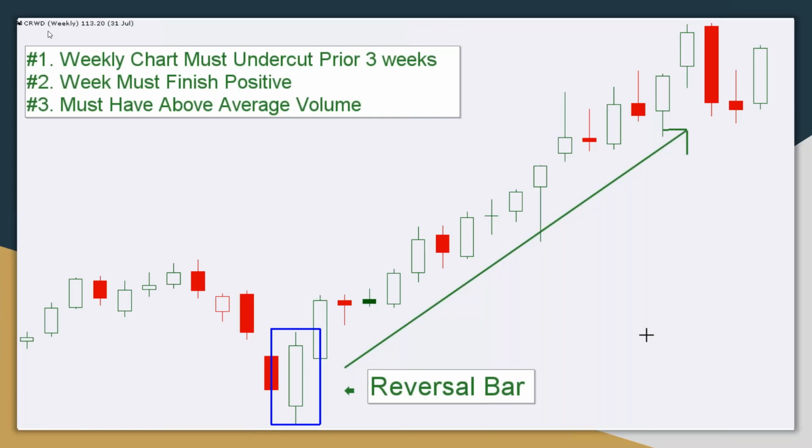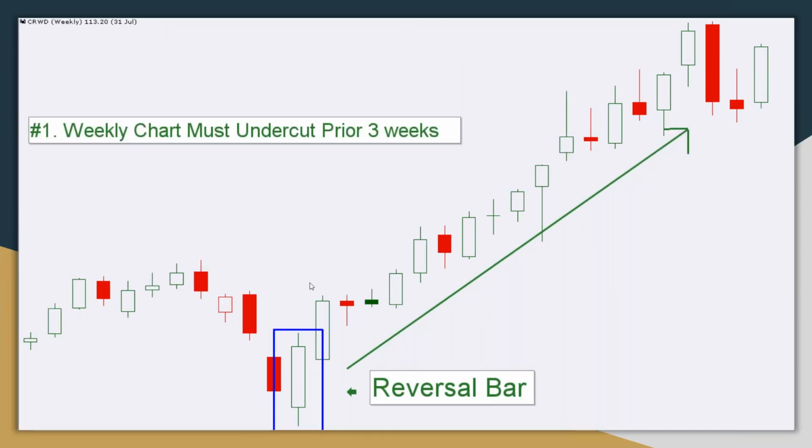This is CrowdStrike. This is a weekly chart, and we're going to go through lots of examples. I think it's important to go through lots of examples so you can really train the eye. These are the 3 rules, rule number 1, 2, 3. This is the signal bar that we're going to be looking at. We're going to break these rules down one by one so you can understand the psychology behind them.